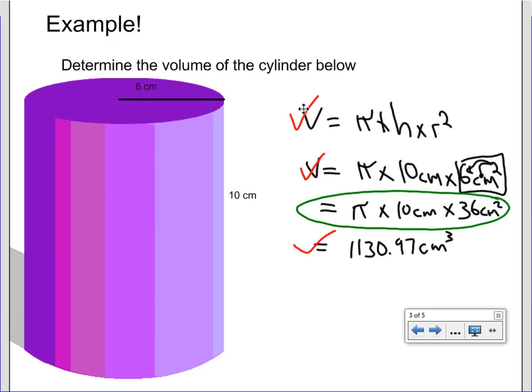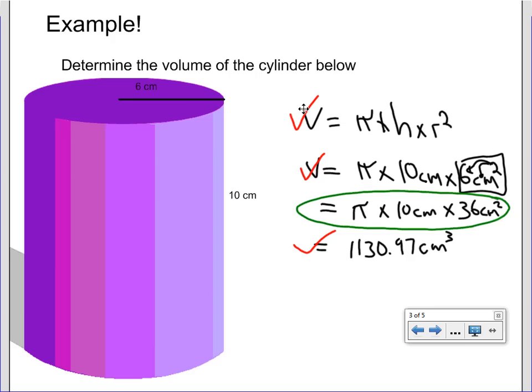One of the mistakes students might run into is if we put it into the calculator and go pi times 10 times 36 squared, it might go pi times 10 times 36, and then square the entire thing. We'd get a much larger number, which is wrong. So be really careful. I would suggest putting the square in first to get the 36, and then you won't mess up your answer that way.